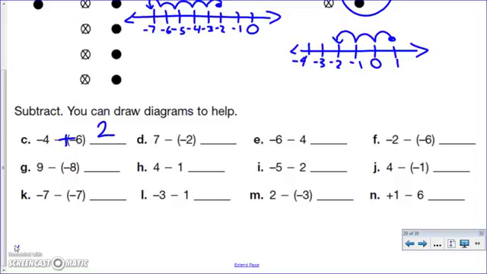Okay. For D, we have 7 minus -2. So again, we've got 2 negatives in a row, so it becomes a plus sign. And this is the same thing if you think about writing with a double negative in your sentences, or it becomes a positive. It's the same thing in math. 2 negatives in a row equal a positive. So this becomes 7 plus 2, which gets us 9.